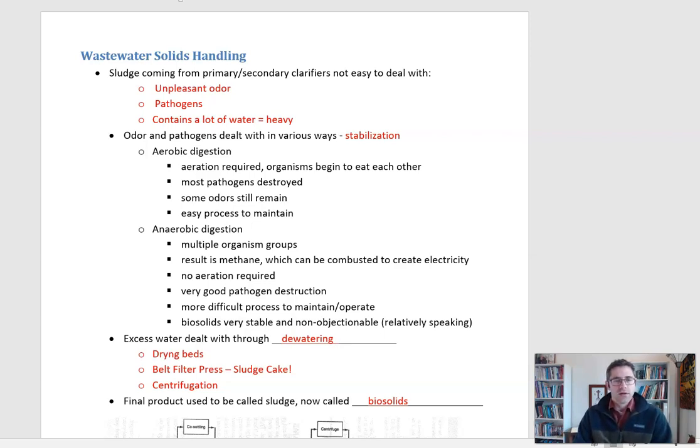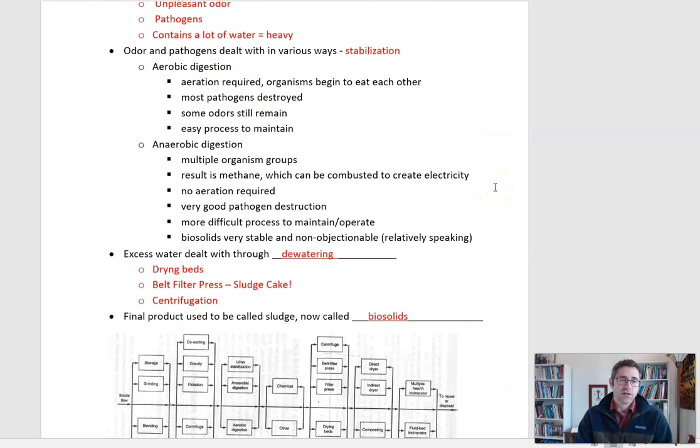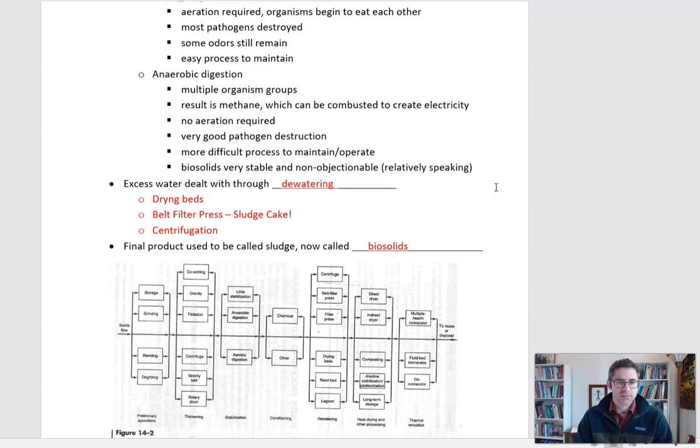So those are the three main processes. So that handles these first two, unpleasant odors and pathogens. And from anaerobic digestion, what comes out is a relatively stable and non-objectionable material. It's similar to compost or soil. It does have some smell, but not to the same degree that you would have in aerobic digestion, and certainly way less than what it had originally.